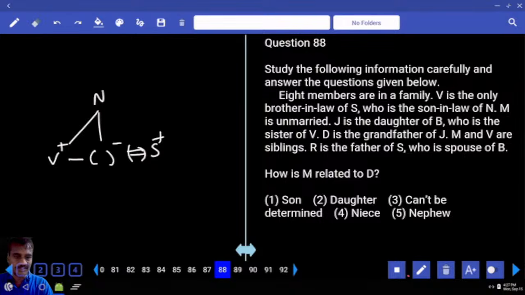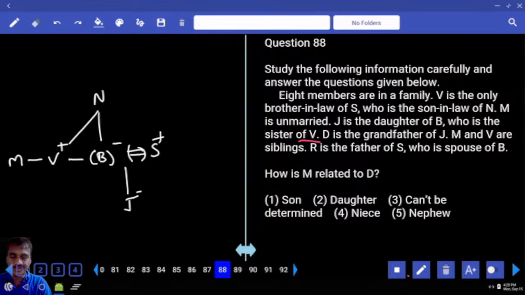M is unmarried. J is the daughter of B. B is the sister of B. Does that fit or not? And J is the daughter of B. D is the grandfather of J, and M and V are also siblings to each other.